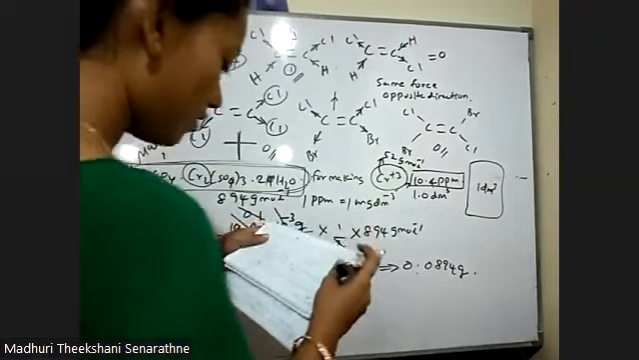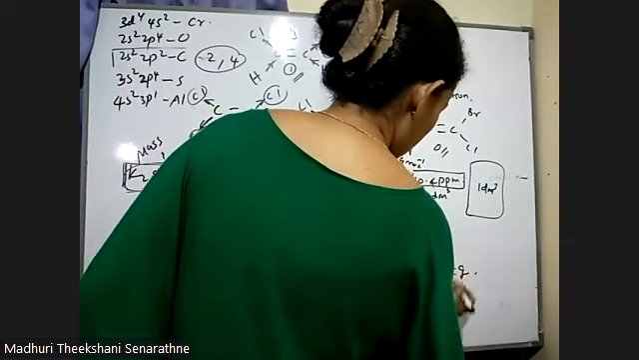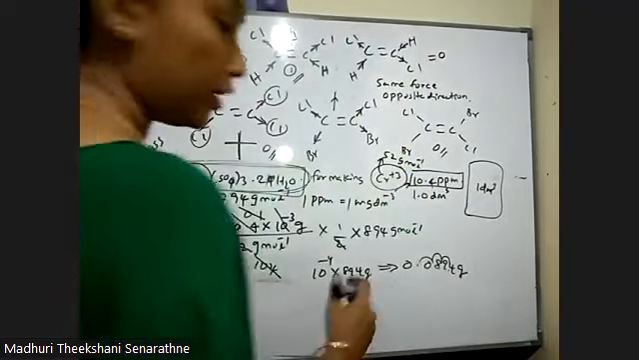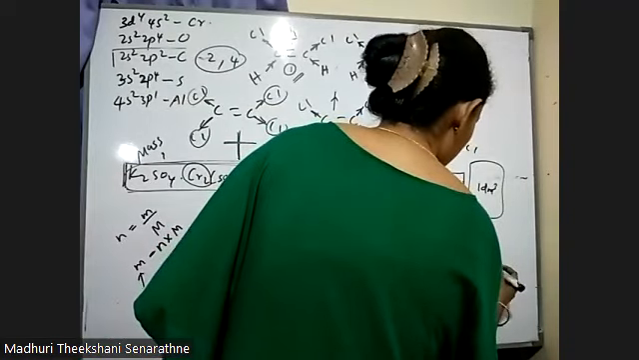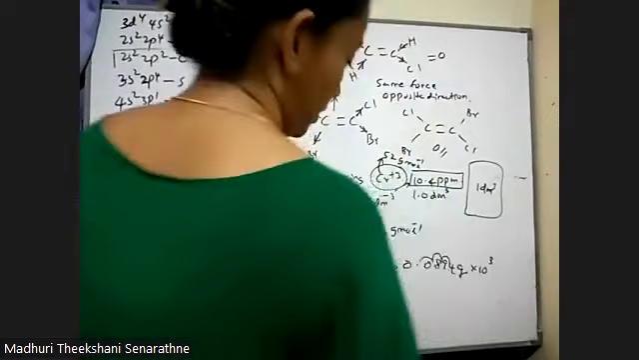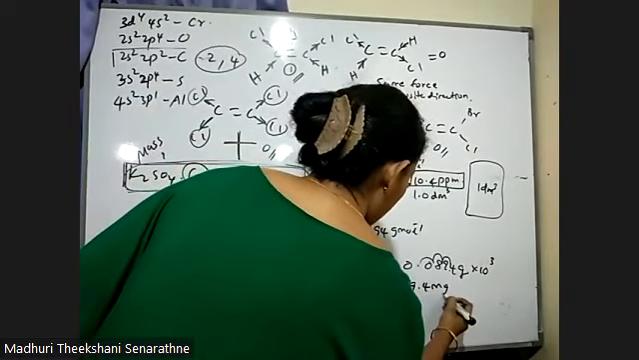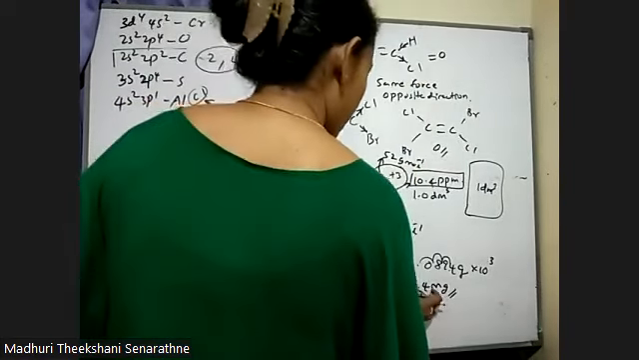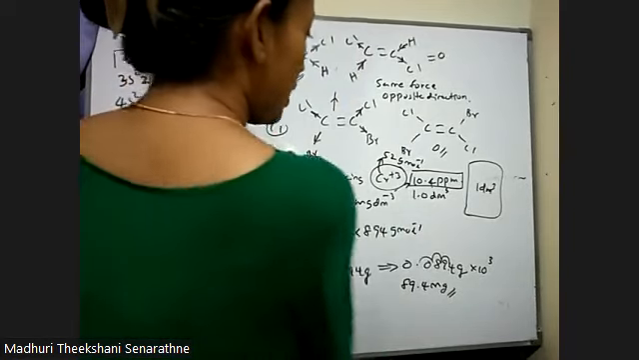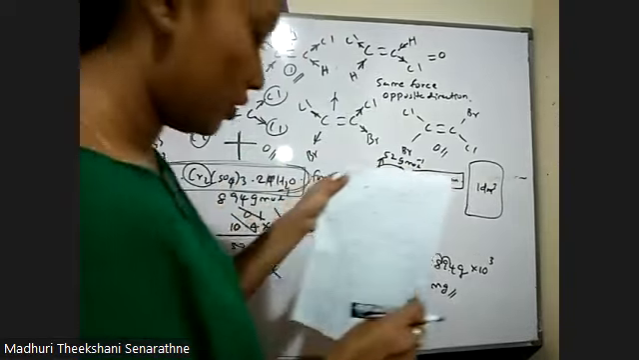But we can convert it into milligrams. How can we convert grams into milligrams? By multiplying by 10 to the power 3. Therefore, 89.4 milligrams of the whole compound is enough for making a 10.4 ppm concentrated Cr3 plus solution.